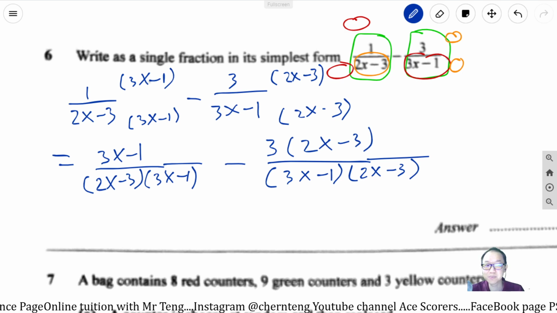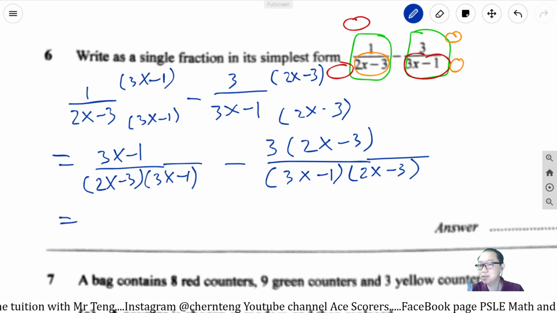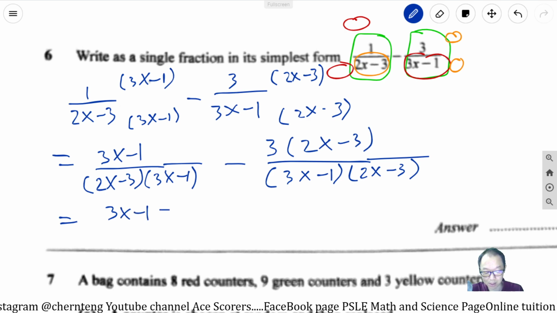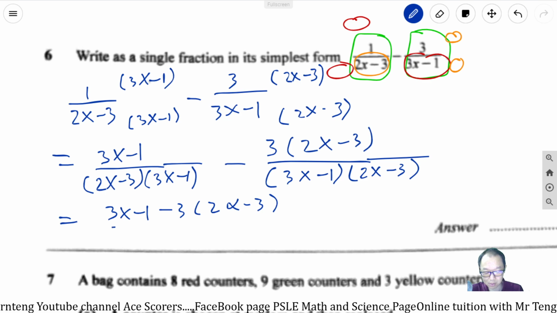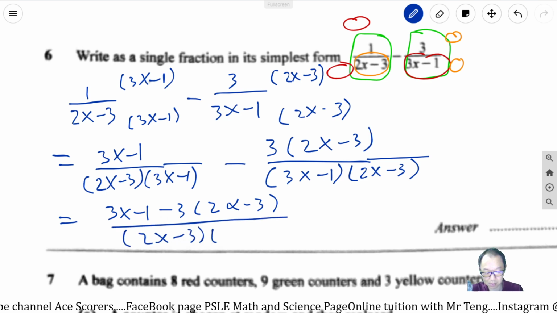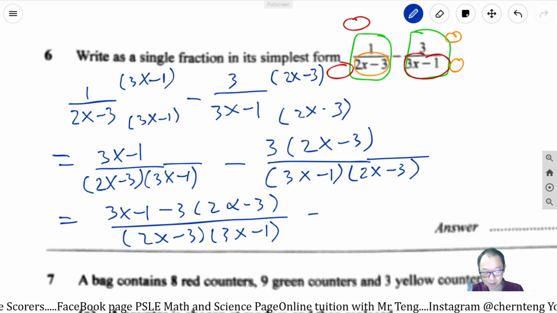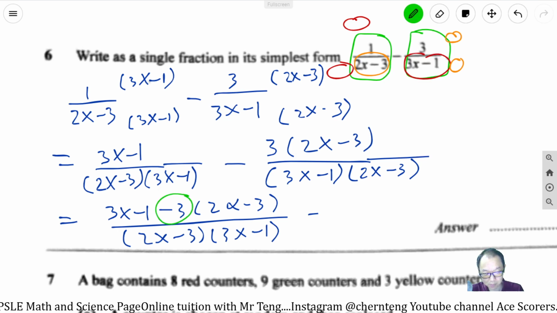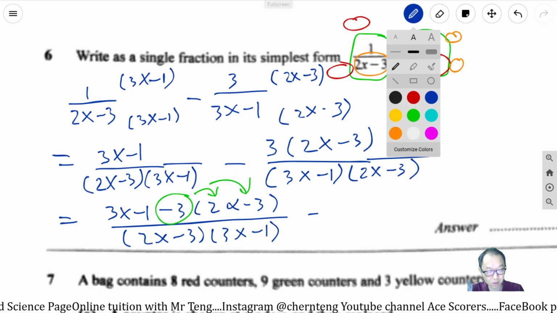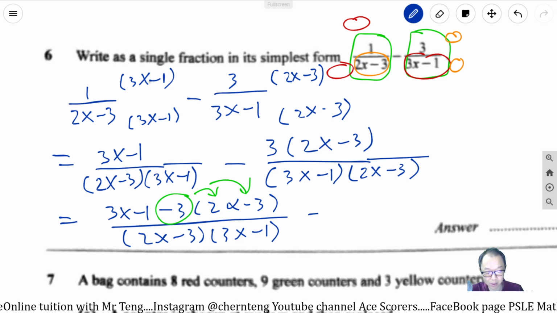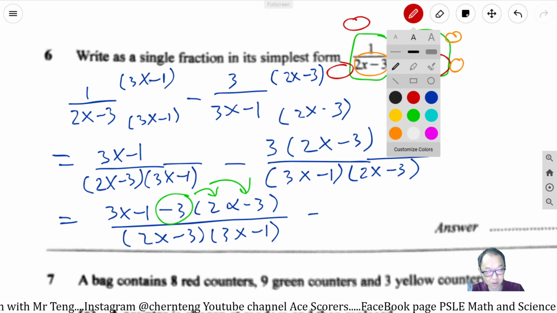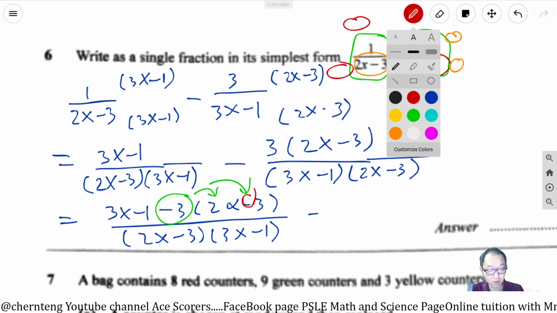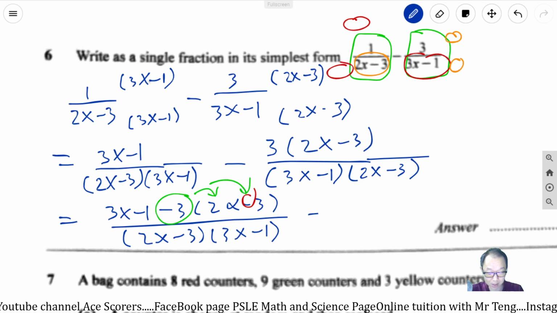Equals to. So once the denominator is the same, you can combine the numerator, right? So we get 3x minus 1 minus 3 times 2x minus 3, over 2x minus 3, 3x minus 1. Okay, so then just combine the top, right? Now here you've got to be careful, because the negative 3 will go into the two terms over there. Most students will forget about this minus sign. Why? Because negative 3 times the negative thing would give you a positive value, so they forget about that.